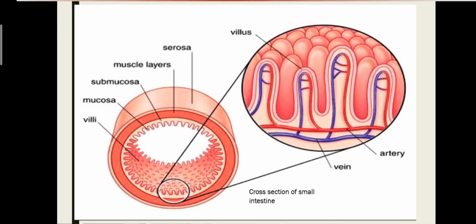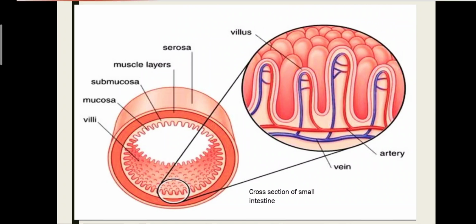This is the cross-section of the small intestine. The small intestine is well adapted for the absorption of digested food particles. The inner wall of the small intestine is thrown into numerous transverse folds and furrows. The small intestine also has numerous minute finger-like projections called villi.